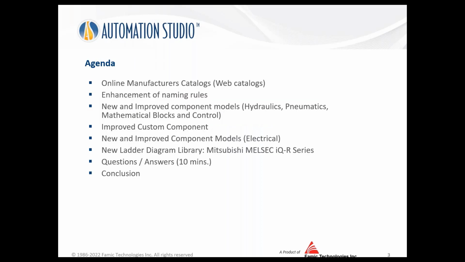software. So for today's agenda, for the online catalogs, this is the first topic we'll be going through. We'll be showcasing a little bit some of the new web catalogs, which will now be made available, which my colleague Shane will demonstrate. And this will be followed by a presentation on the enhancements made to the naming rules in Automation Studio project properties for managing things like naming rules for projects, documents, lines, and components.